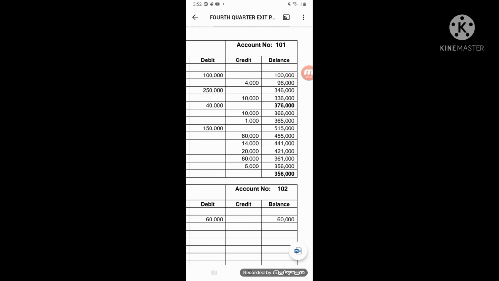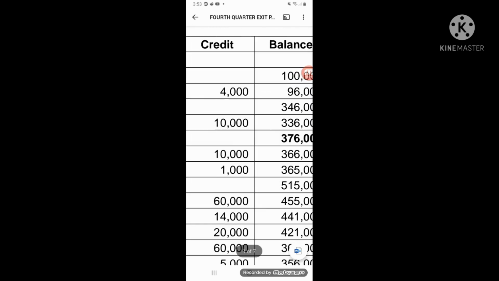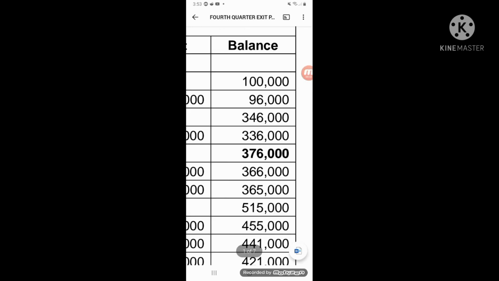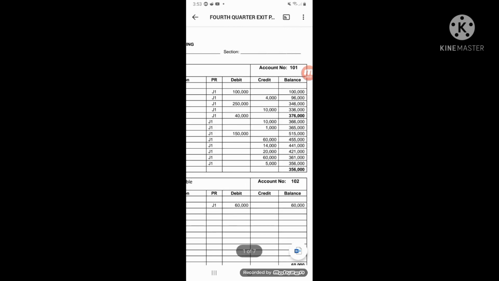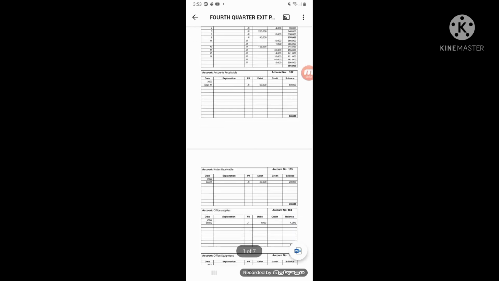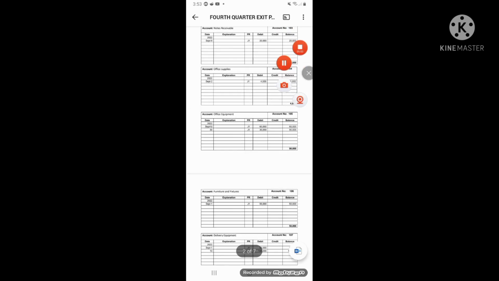The debit amount is 100,000, so we will put 100,000 in the balance. In the second column, there is a credit amount of 4,000. So we need to subtract the credit from the balance here, so it will equal 96,000. Basically, when there is a credit, you subtract it from the balance. And all of these accounts are already in the final entry.